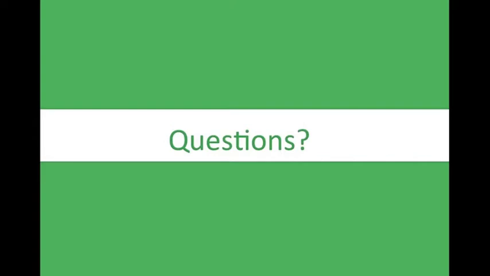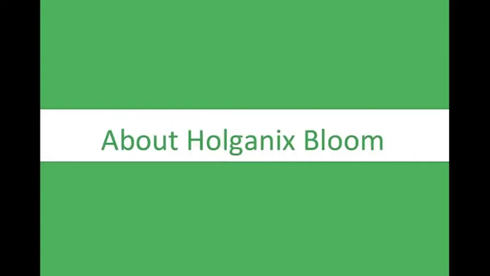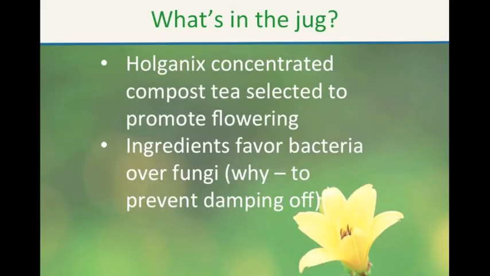Okay, being none, let's go on and talk about our product, Holganix Bloom. So what's in our product? What's in the jug? Holganix Bloom is a concentrated compost tea. It's selected specifically to promote flowering. The ingredients in the product favor bacteria over fungi. That's to say, we have more bacteria than fungi in this product than we have in our other Holganix products.